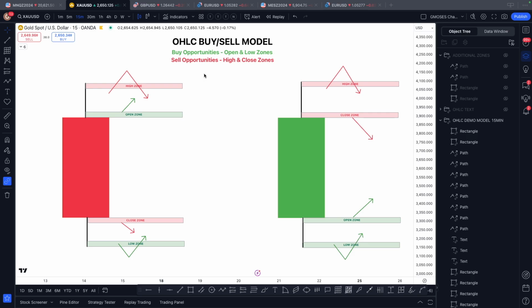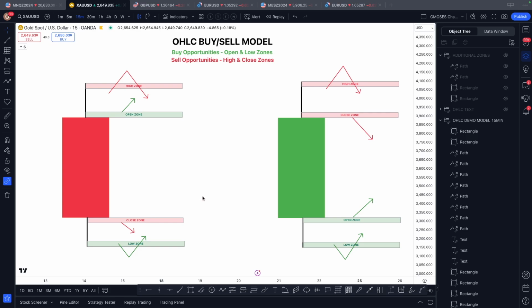Okay, so now when we're looking for sell opportunities, this will come at our high and close points. If we're looking at the high of each of our candles, when price starts to retrace in this area and gives us a closure, we can start to look for sales. The same holds true for our close zones. In a bullish candle here, when we start to get closures here, we can look for sales. When we get closures in this area, we can look for sales.